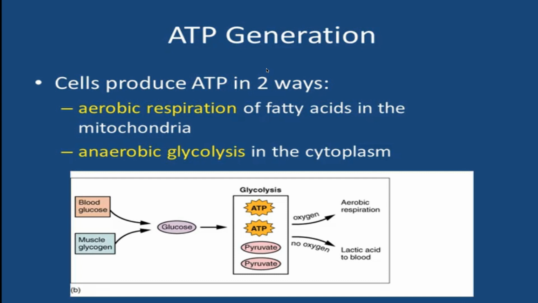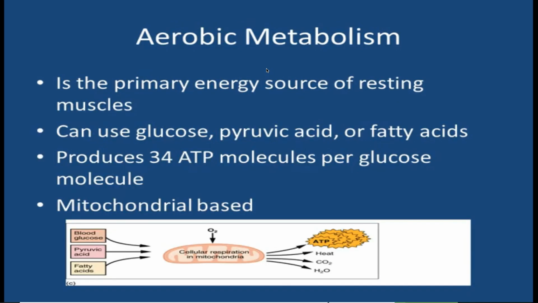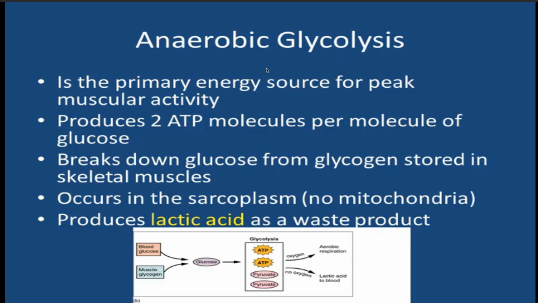So, talking about ATP generation, which we hinted on previously, aerobic metabolism, using fatty acids and the mitochondria, is the primary energy source of the resting muscles. 34 ATP molecules are produced per glucose molecule, with 2 coming from glycolysis. That equals up to that 36 that we talked about earlier. You can also have anaerobic glycolysis in the cytoplasm, and that's the breakdown of glucose to form pyruvic acid, which is the primary energy source for peak muscular activity. Remember, 2 ATP molecules are produced per molecule of glucose, and the skeletal muscles can store glycogen.